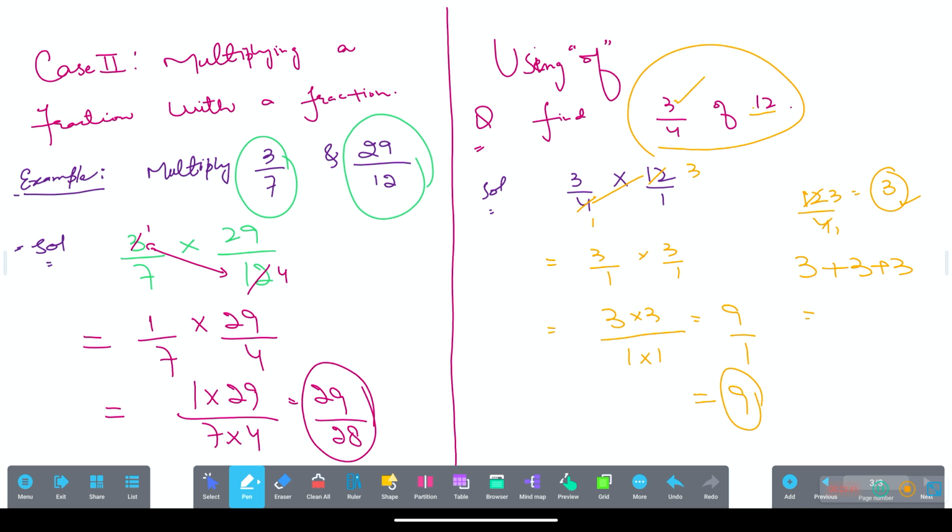So that means 3 by 4 of 12: 3 plus 3 plus 3 is 9. So that is equal to 9. That means 3 by 4th part of 12 is 9. So I hope you got the concept of how to use of. Now we will take one more example for of.